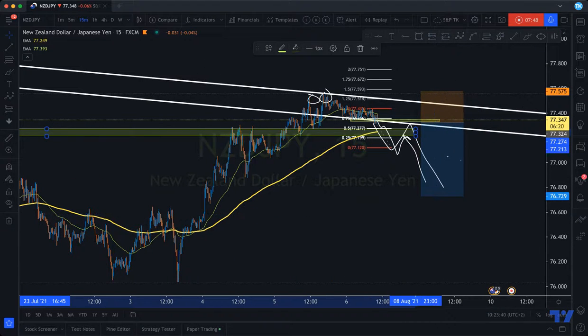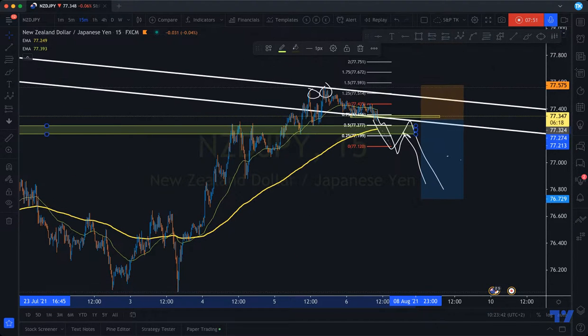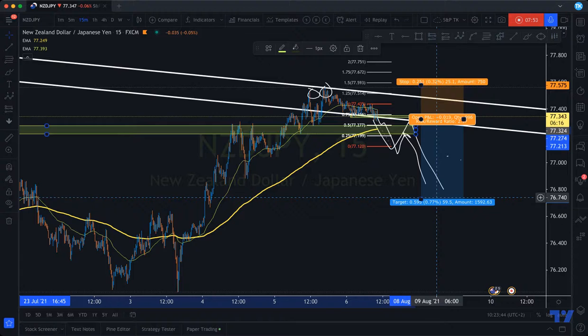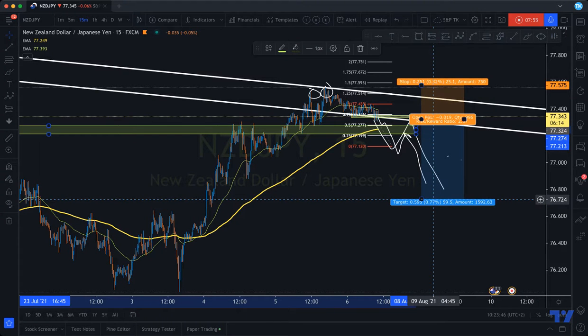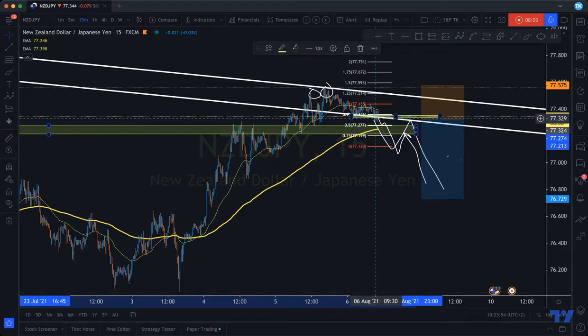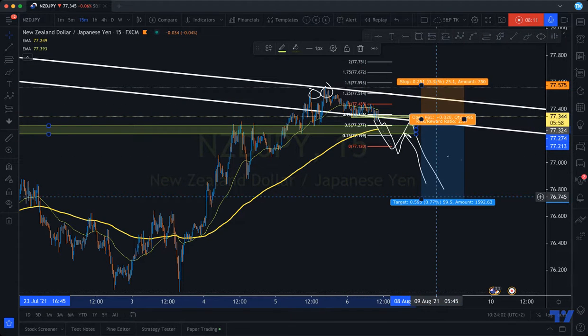Just because we are on Friday, we are on 6th of August, so it's not the best time to trade with this strategy. Okay, that's the reason why I want to be sure that price is melting to the down. Okay, and that's pretty much it.